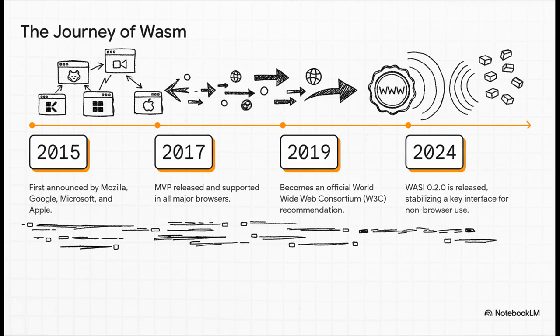And this isn't some brand new experimental tech that might fizzle out. WASM has been on an absolute tear since it was announced back in 2015 by all the big players. We're talking Google, Apple, Microsoft, Mozilla. By 2017, boom, it was in every major browser. And by 2019, it became an official web standard. This thing is mature, it's established, and it's moving incredibly fast.